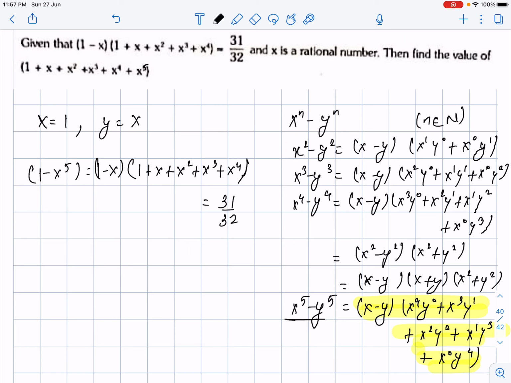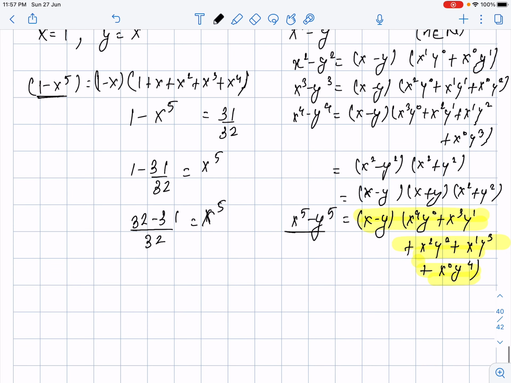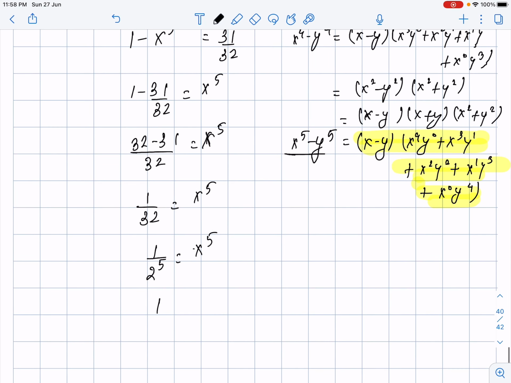So I'll be going to compute the value of x by making use of LHS. So 1 minus x to the power 5 is this, you are knowing. So 1 minus 31 by 32 will be becoming what? x to the power 5 over here. That means 32 minus 31 divided by 32 will be becoming what? x to the power 5 over here. That means 1 upon 32 is equal to x to the power 5. That means 1 upon 2 to the power 5 is equal to x to the power 5. That means 1 upon 2 is equal to x.